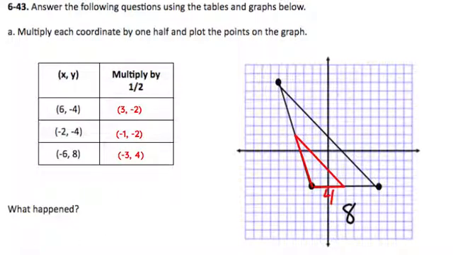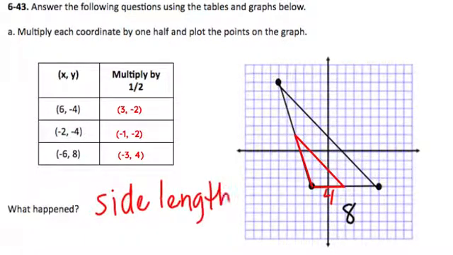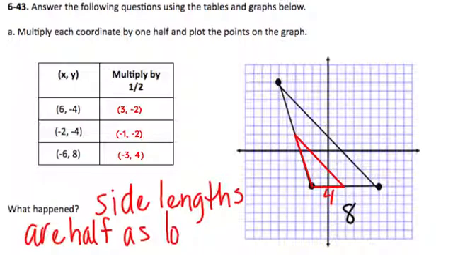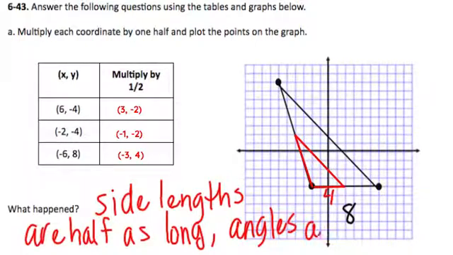So when we look at what happened, the side lengths are half as long, but the angles are the same. So all of the angles are the same, but the side lengths were cut in half.